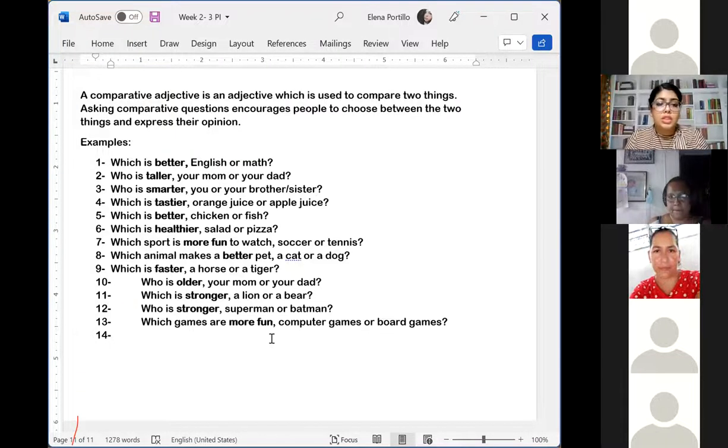Then, which is faster, a horse or a tiger? Who is older, your mom or your dad? Which is stronger, a lion or a bear? Who is stronger? In this case, we have almost the same question, but if you can see the beginning of the question in the first one, in the 11, we have which is stronger, a lion or a bear? And in the 12, who is stronger? ¿Cuál es más fuerte en el caso de los animales?